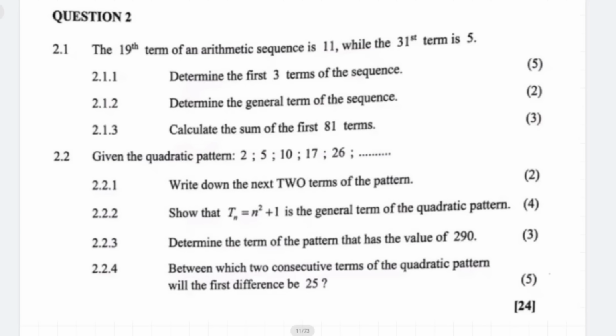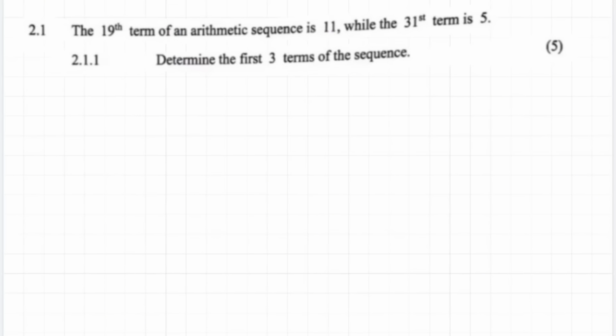So now let's move on to question 2. So question 2 carries 24 marks. Let's quickly start with 2.1. So 2.1, they say the 19th term of an arithmetic sequence is 11, while the 31st term is 5. Determine the first 3 terms of the sequence.